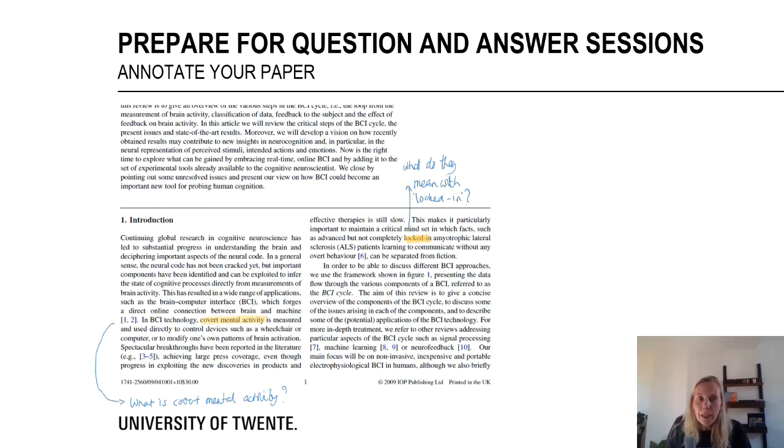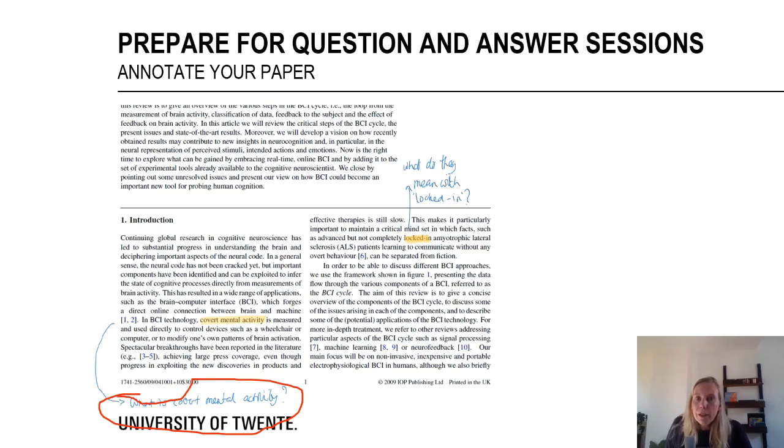For example, here is the sentence: in BCI technology, covert mental activity is measured and used directly to control devices such as a wheelchair or a computer, or to modify one's own patterns of brain activation. And maybe you don't understand what is meant with covert mental activity. So write that down somewhere in the paper or the PDF that you're making.